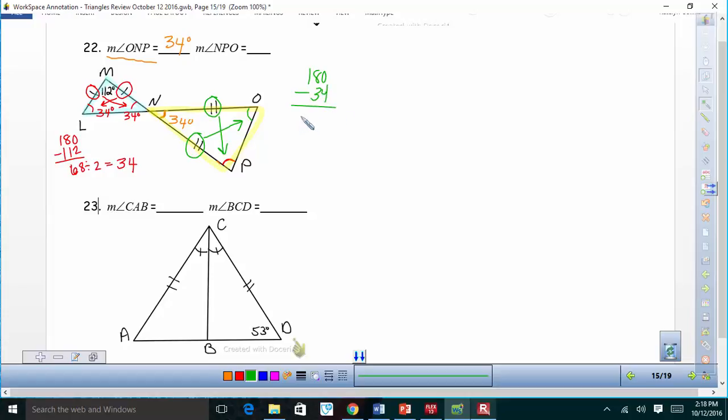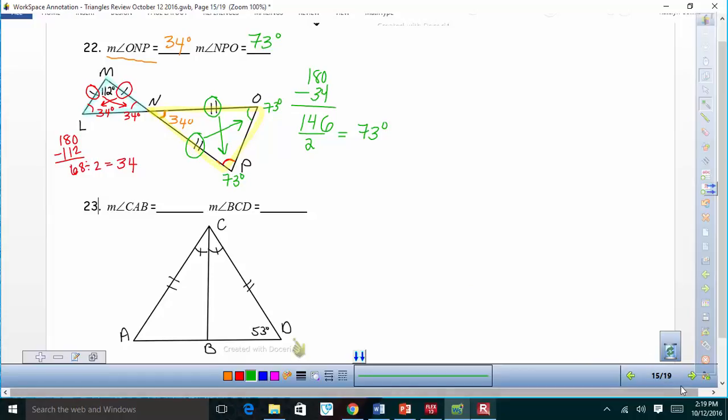And that gives me 147, right? You're right, 146. Okay? Then both of these angles together are 146. To find each of them individually, since they're equal, we're going to divide this by 2. And I get 73 for each. So this is 73. Okay.